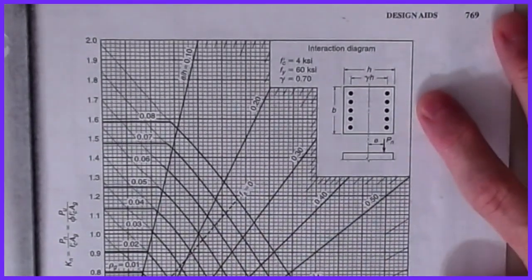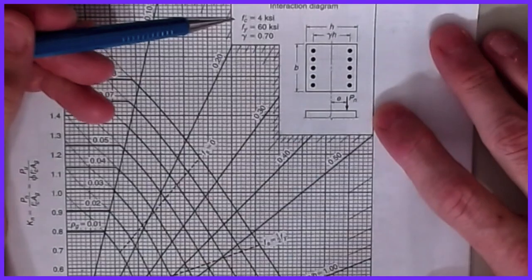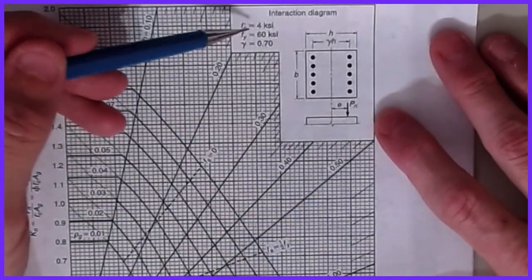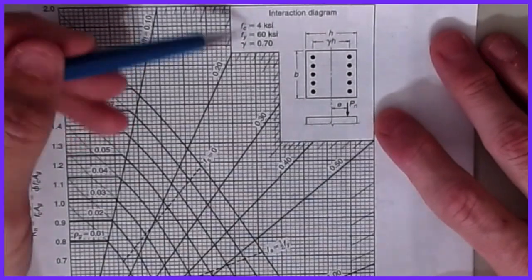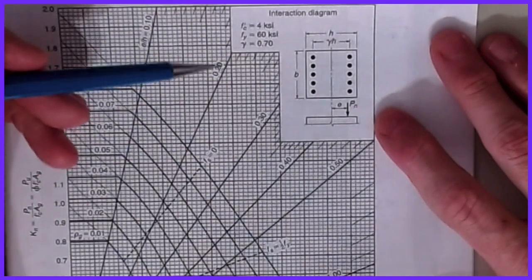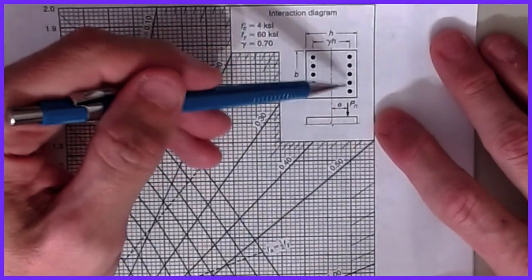All right. So the first thing that you notice on these charts, and I'll pull this up a little bit so you can see what's going on, is the basic pertinent information. Each chart for an interaction diagram is set up as follows. There's an f'c specific value, there's an fy specific value, and there's this gamma parameter. As well as that, there's also the arrangement of steel. So this is the chart that would be for two layers of steel.